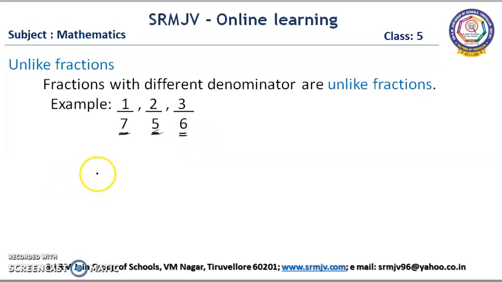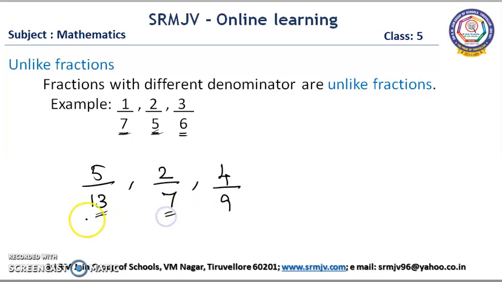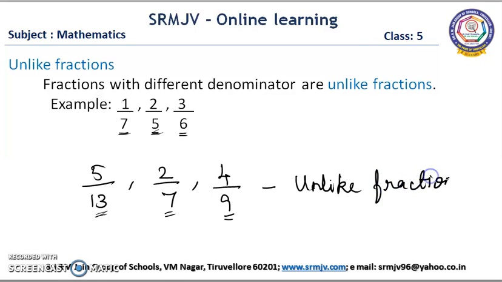Let us see one more example. 5 by 13, 2 by 7, 4 by 9. See the fractions? The denominators are different. 13, 7 and 9. So, these fractions are having different denominators. So, these fractions are called unlike fractions. Is it clear, children?